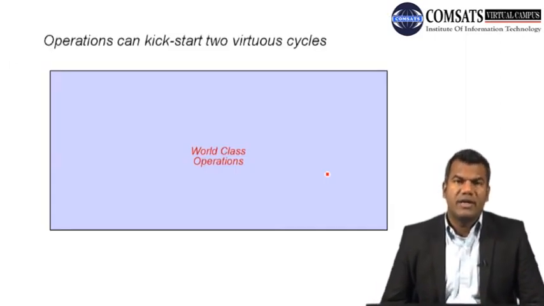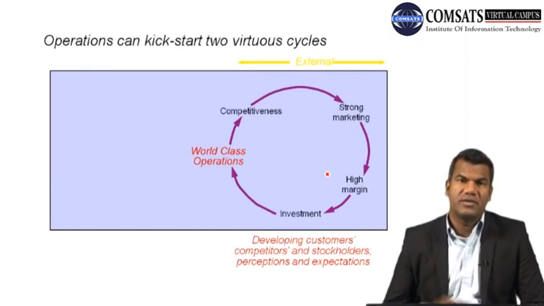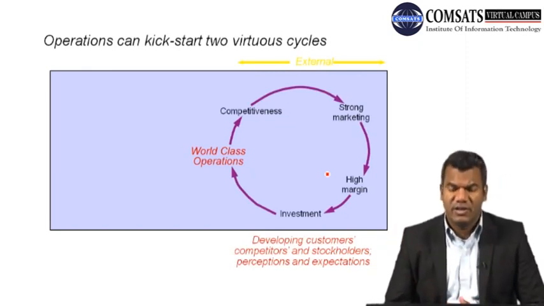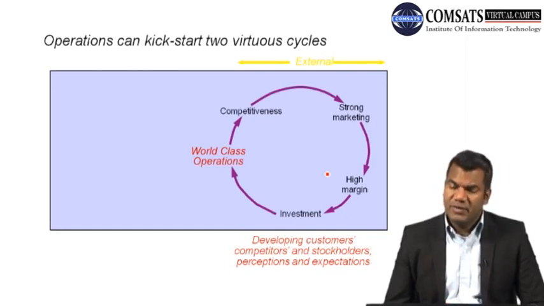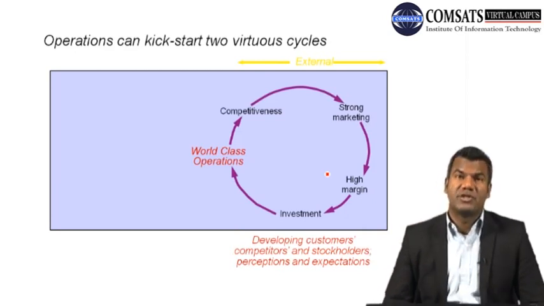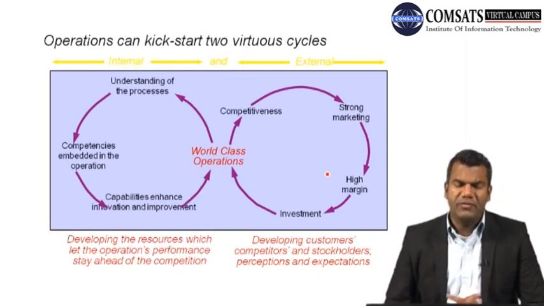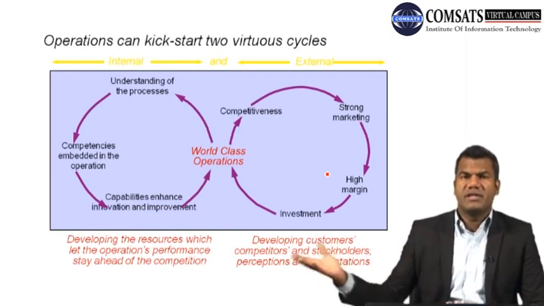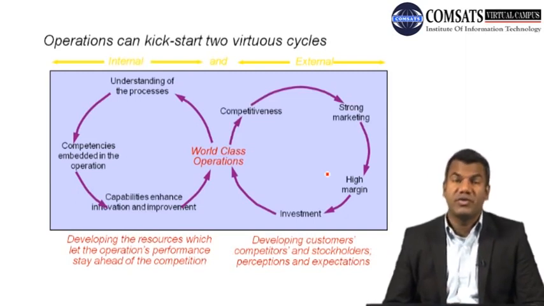Now, in order to have world class operations, one is your external part, the yellow part that you are seeing, that is actually external. Okay, for that we need competitiveness, we need strong marketing. Then if marketing is good, your margin will be good, then investment, and then you have the operations strategy. On the other side, what kind of resources you need in terms of operations. On one side is your market, on the other side are your operations.